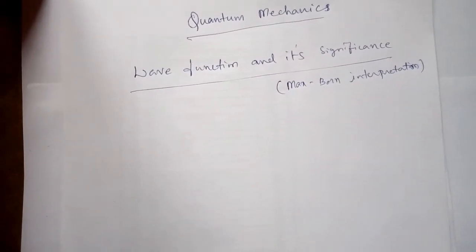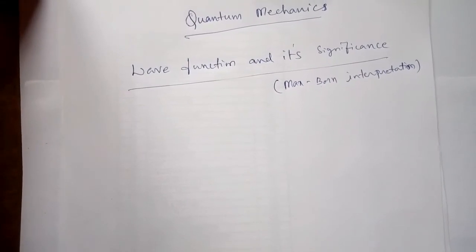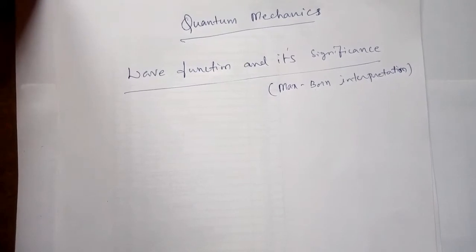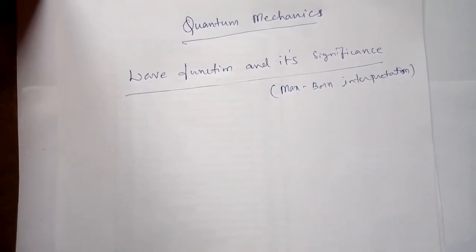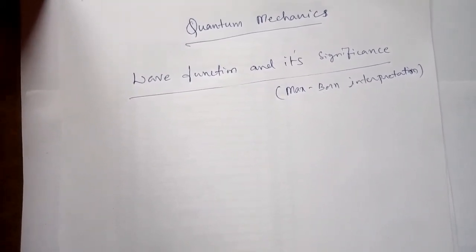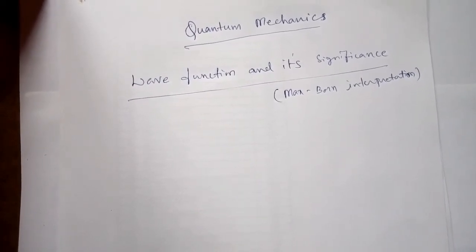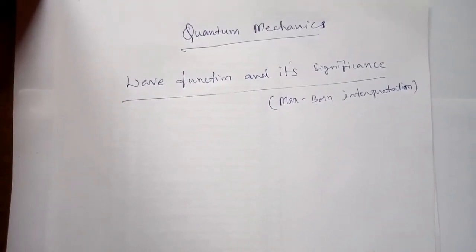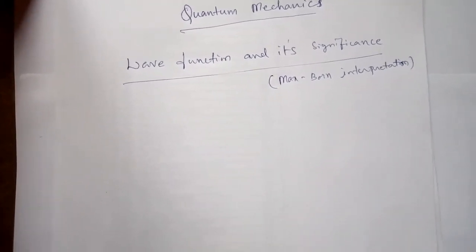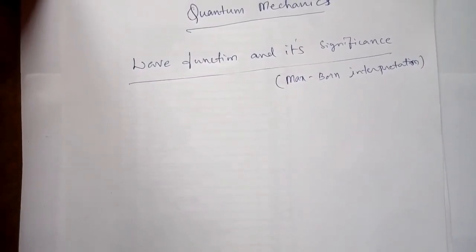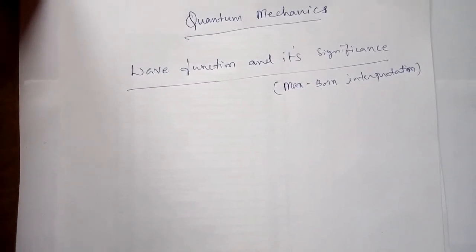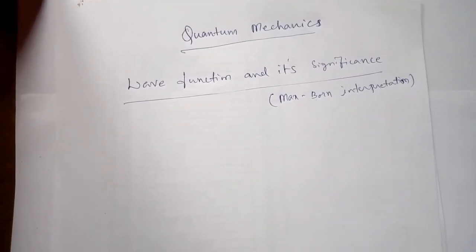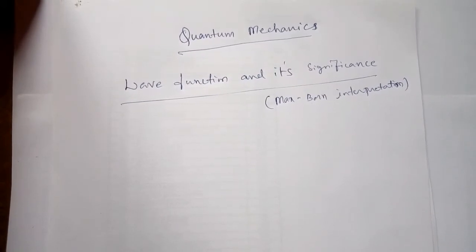The quantity of a matter wave or de Broglie wave that varies periodically is called the wave function. Usually the wave function is a complex function, and it consists of both real and imaginary parts.